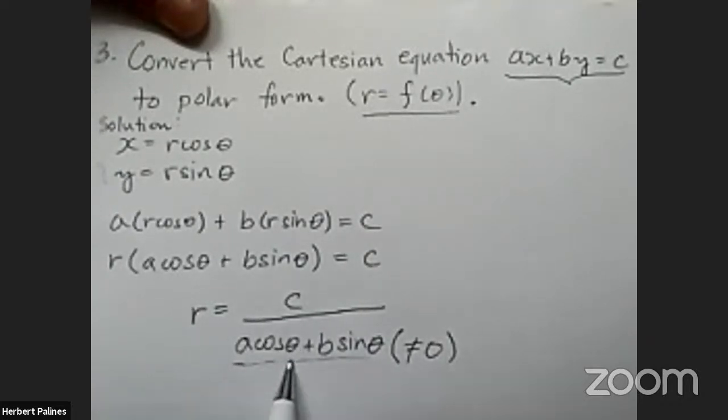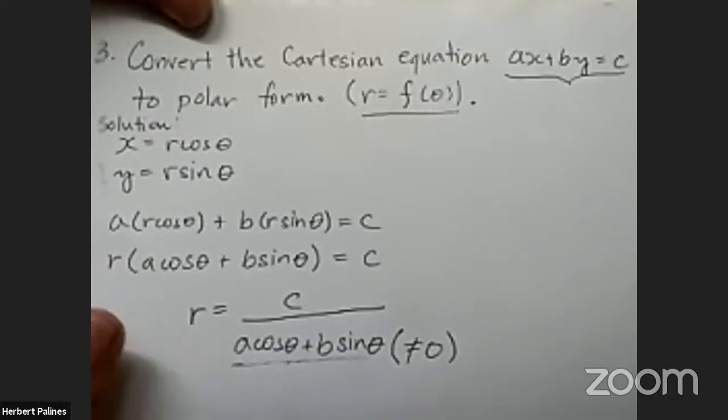So in other words, this is the general form of a straight line in polar coordinates. Okay? So let me now proceed to the fourth item.